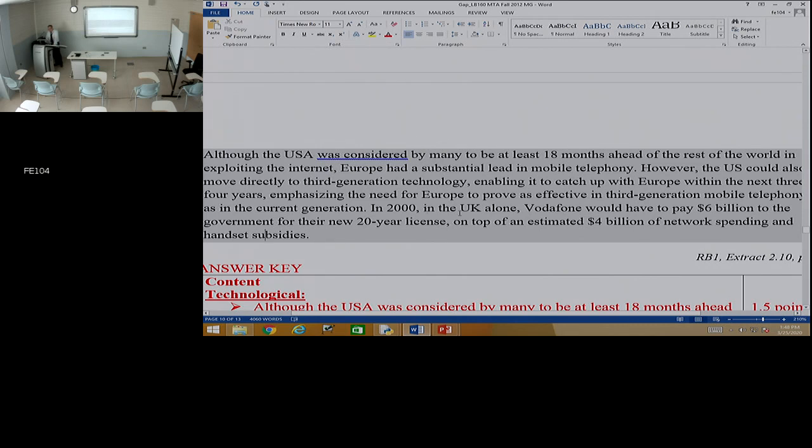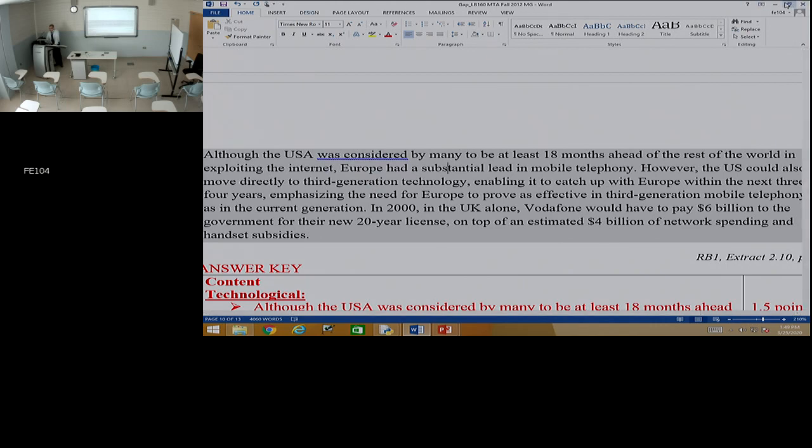And the last factor, which is political. Vodafone has to pay 6 billion to the government for a license. A license is an example of an agreement or commitment or a contract or laws or rules. Okay? I hope that you find it quite beneficial and helpful for this kind of analysis.